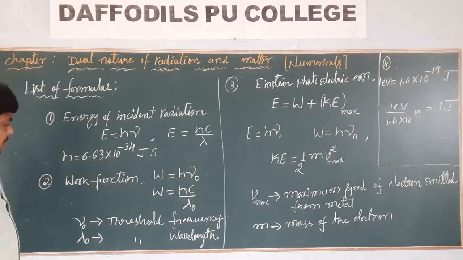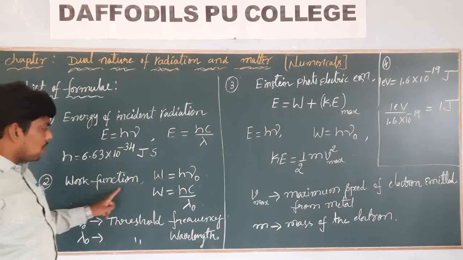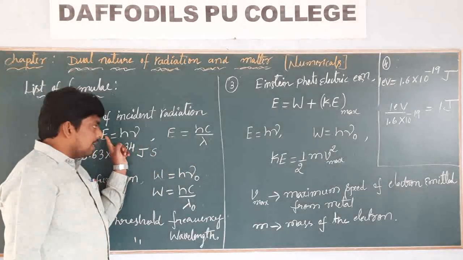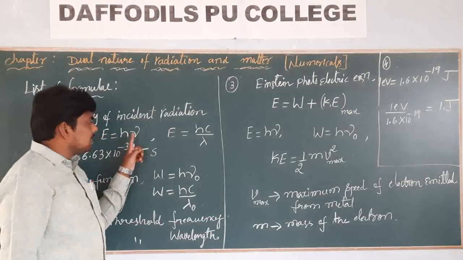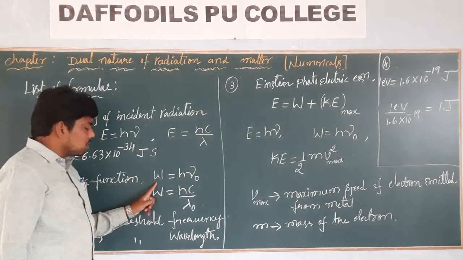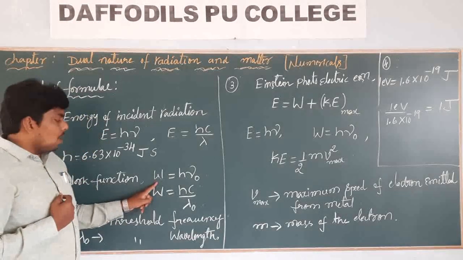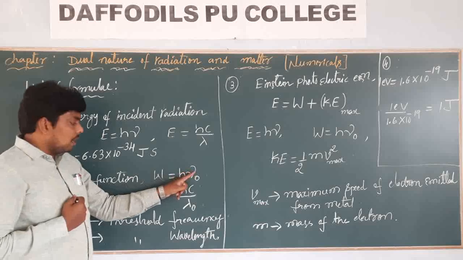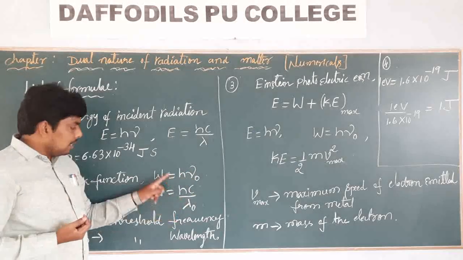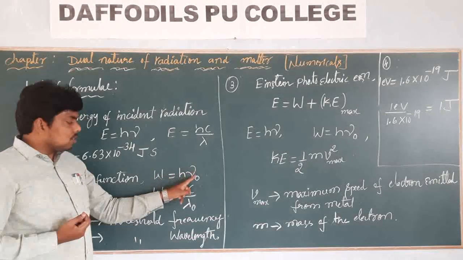Next, work function. Work function is equal to what? H nu naught. In the same way, here energy is expressed in terms of the frequency as well as the wavelength. In this case also, we are expressing the work function in terms of the frequency and also in terms of the wavelength. Here work function is equal to h nu naught.